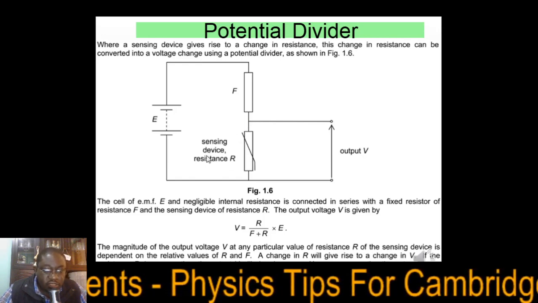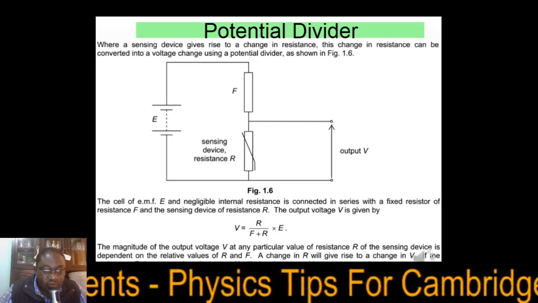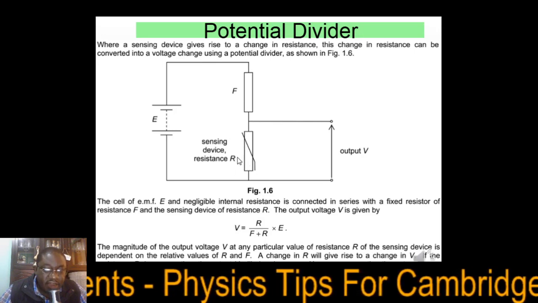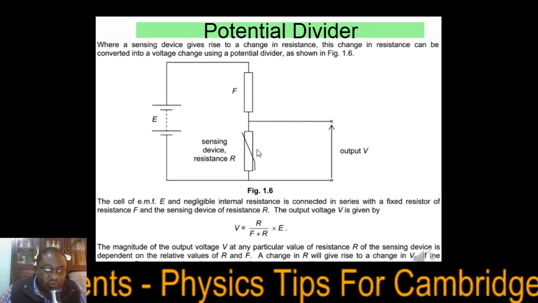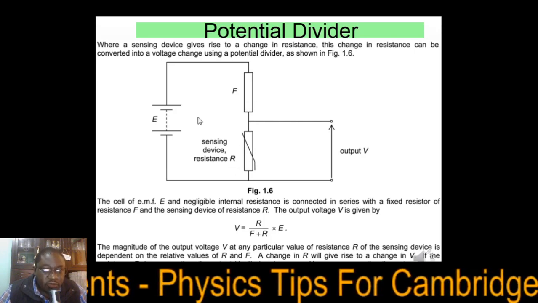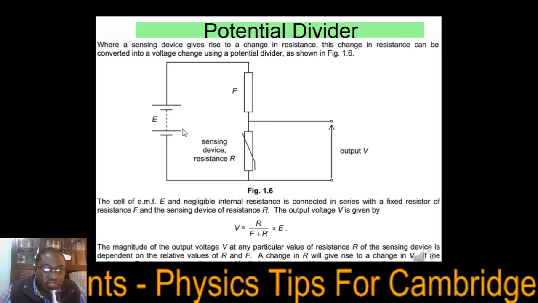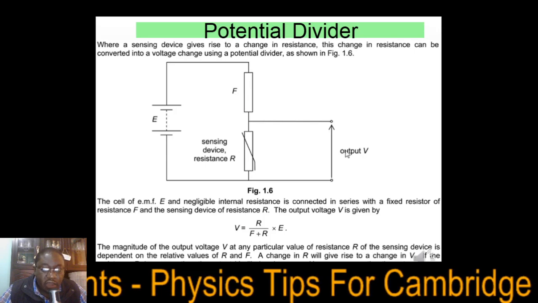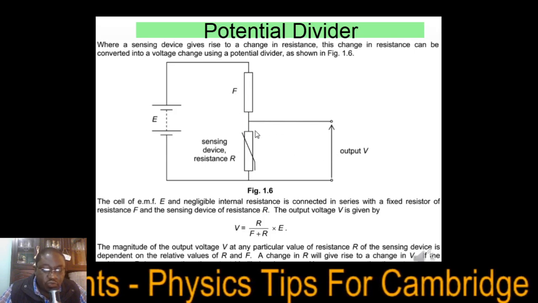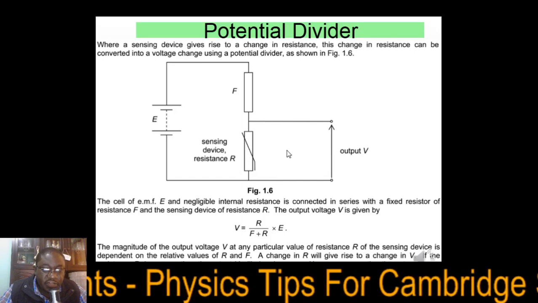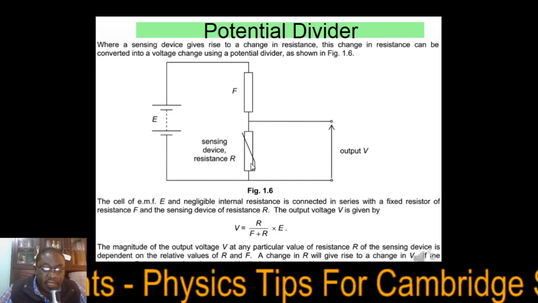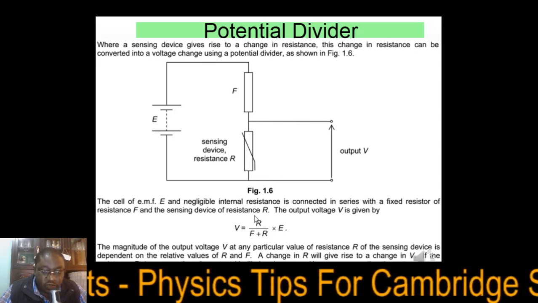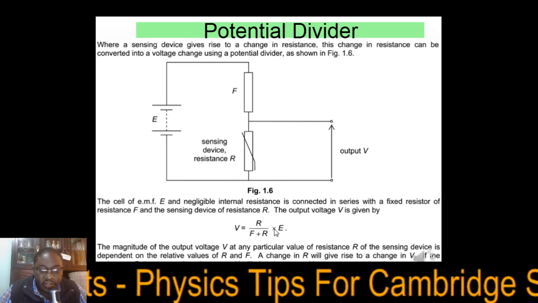Now, this potential divider formula is arrived at when you consider the total resistance in the circuit. That will be F plus R, which is the resistance of the sensing device. Now, to find the current that is flowing in the circuit, we say the EMF divided by the total resistance, which is I. Now to get the output voltage that then comes out from there, it will be the current flowing in the circuit that you've just calculated, E over F plus R, times the resistance there, R. So that's what you then end up with. V will be equal to that over that.